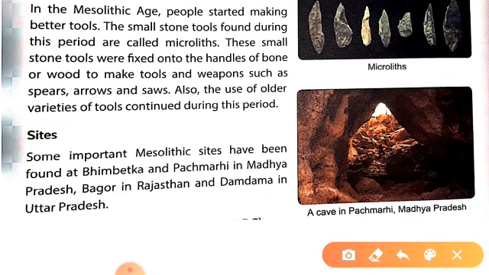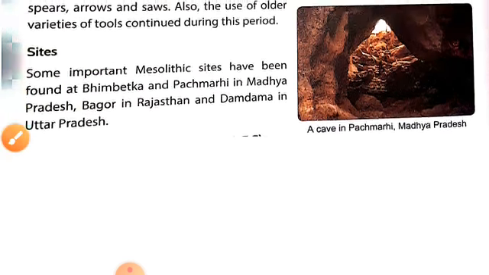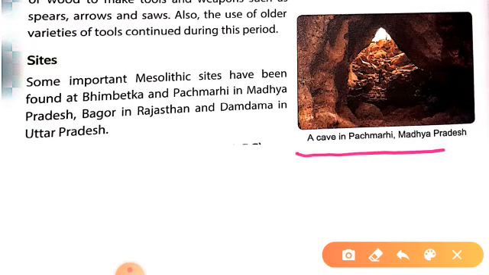Next, the sites of the Mesolithic period. Mesolithic sites have been found at Bhimbetka and Pachmarhi in Madhya Pradesh, Bagor in Rajasthan, and Damdama in Uttar Pradesh. So we have learned Bhimbetka and Pachmarhi in Madhya Pradesh, Bagor in Rajasthan, and Damdama in Uttar Pradesh. These are the Mesolithic sites of the Old Stone Age. You can see a picture of the Pachmarhi cave in Madhya Pradesh. We got evidence of Mesolithic people and microlithic tools.